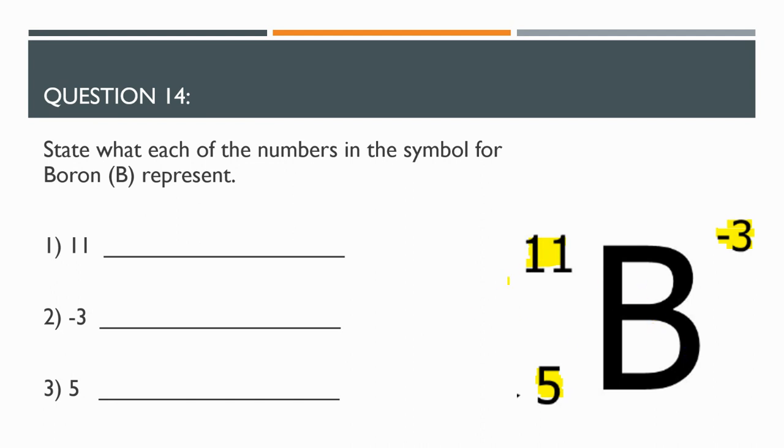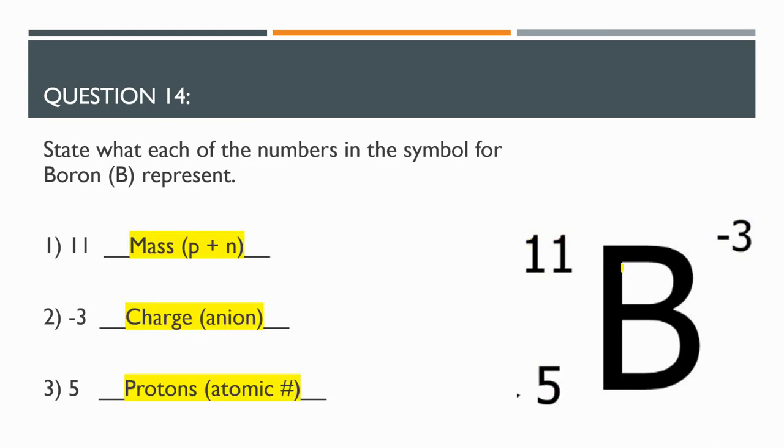Remember that to find neutrons, we simply subtract. Okay, so we know that this one's the mass because it's bigger. And then over here, we have a negative symbol, so this is going to be the charge of our ion. Okay, in this case, it's an anion because it's negative. Once again, mass is protons plus neutrons, and the atomic number is just the number of protons.